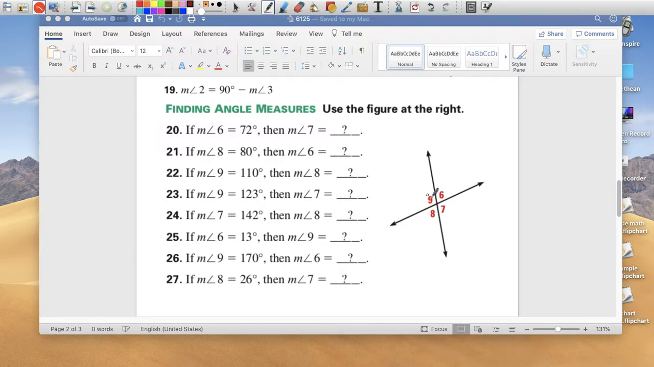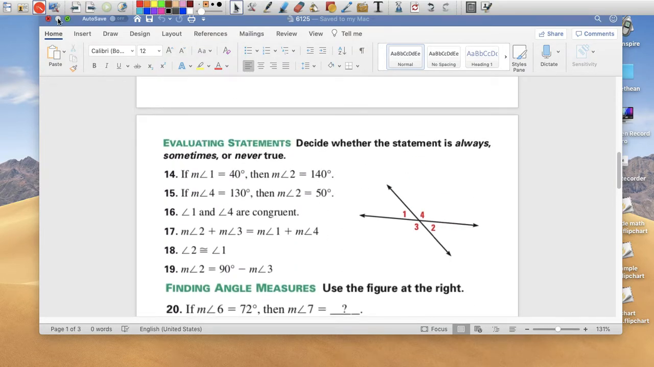All right. Angle 9 is 170. How much is angle 6? If this whole thing is 180 and that's 170, this has to be 10. Angle 8 is 26, which makes this angle over here, we know this is 180, and one part of it is 26, the other one has to be 154. Okay, as you can tell, it's not that difficult. Most of you had done that already, so let's go to the actual homework.